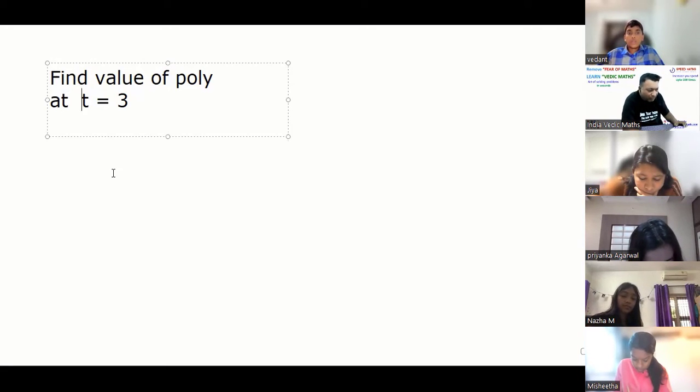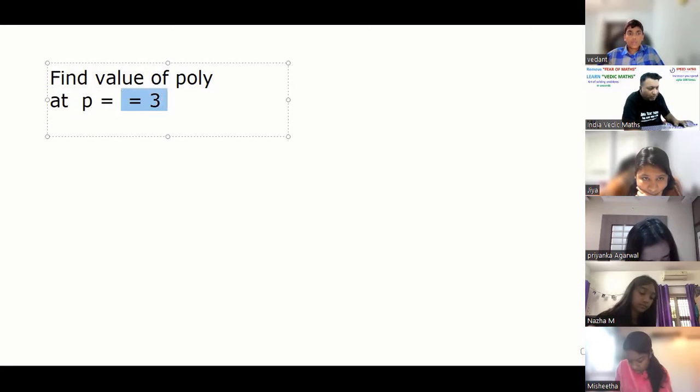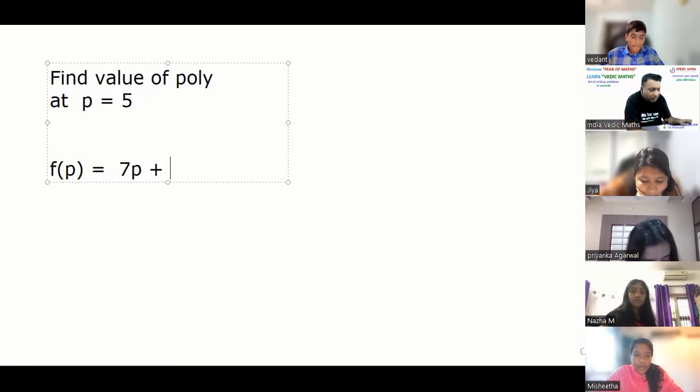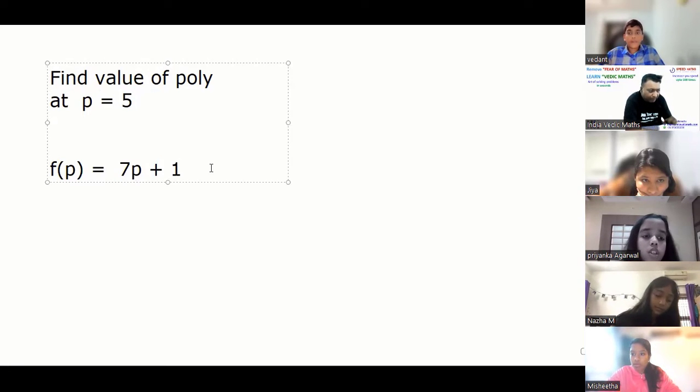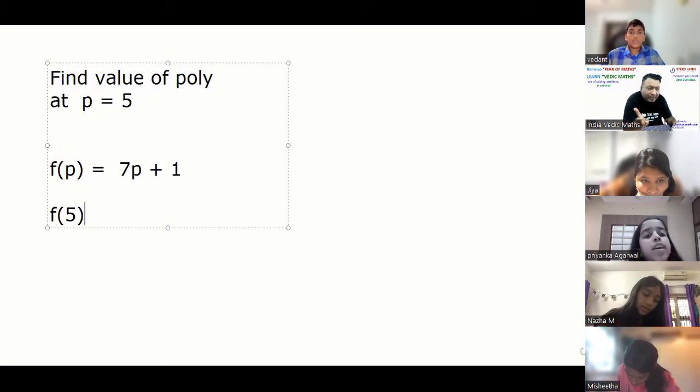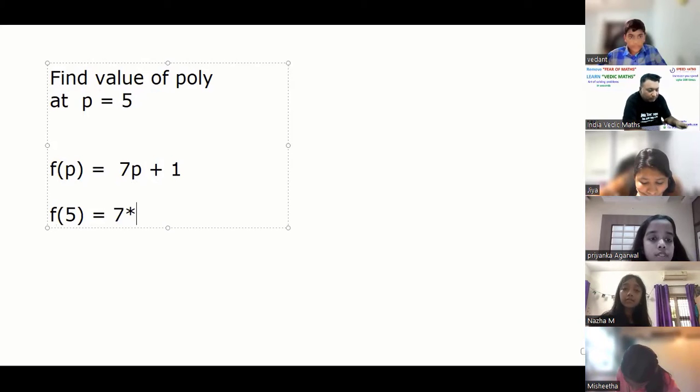Find the value of polynomial at p equal to 5. Polynomial is f of p equal to 7p plus 1. Tell everyone, Priyanka, how you solve this. So we will put 5 in f bracket of p. Then 7p into 5, 7 into 5. P is gone, 7 into 5. Correct. This p will go, right?